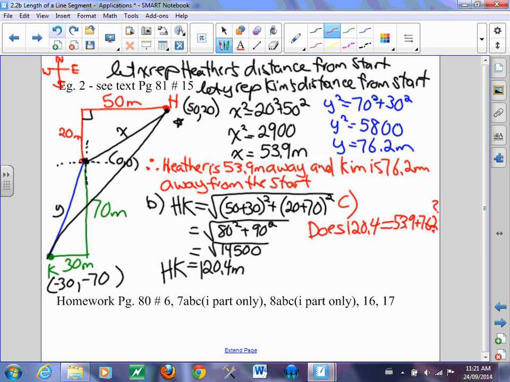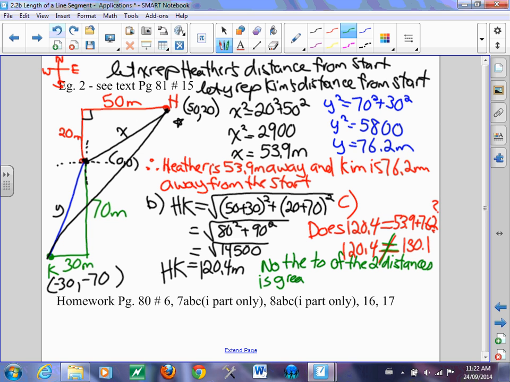Do they equal? Okay. Well, taking a look, we know 120.4 is there. But I have to grab a calculator because I don't have it here, guys. So take 53.9 and add 76.2. So the answer here is 130.1. So what you do is, instead of does it equal, you put a do not equal sign. So this means does not equal. So you would say no, the total of the two distances is greater than the direct line. Now the direct line is 120.4 meters.